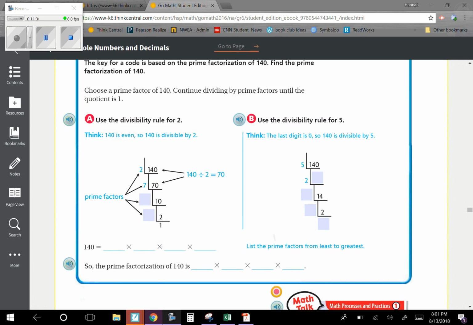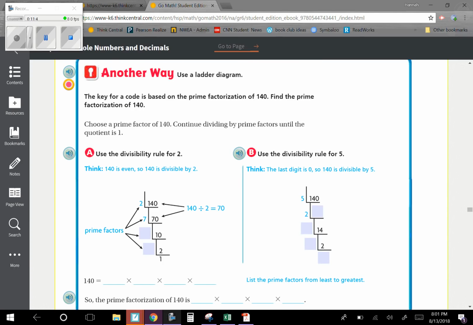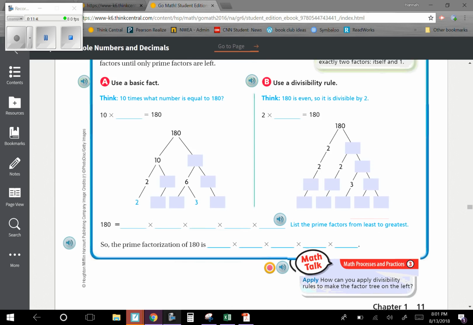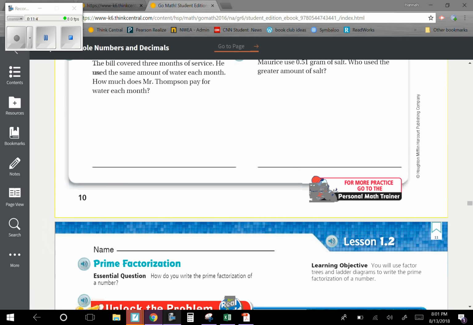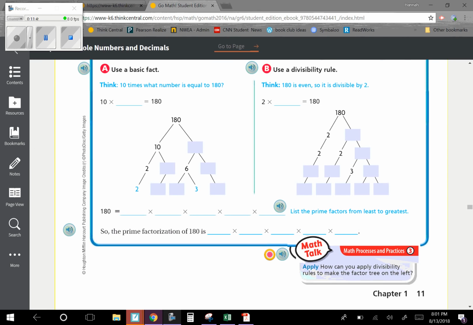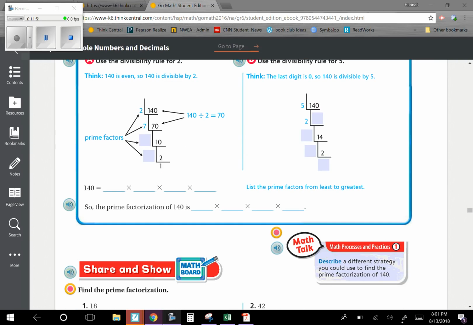Quick reminder about what our objective for this lesson is: you will use factor trees, which is what we did here. This is a factor tree. And we use ladder diagrams, which is right here. So we use factor trees and ladder diagrams to write the prime factorization of a number.